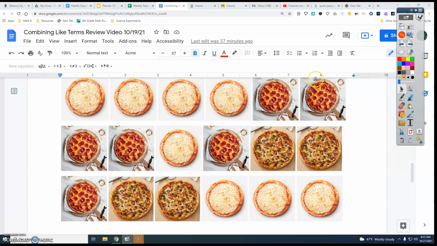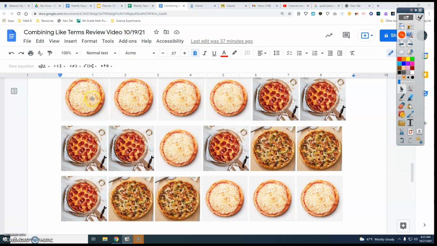The cheese pizza can't come together with the pepperoni pizza. The pepperoni pizza can't come together with the supreme pizza, so on and so forth. We have to group them separately. So like I did in the last example, the cheese pizzas are going to be grouped together, and we're just going to call that variable C, for cheese.